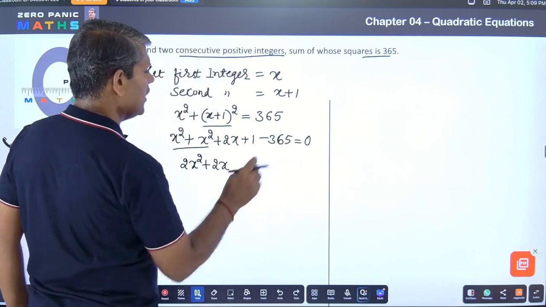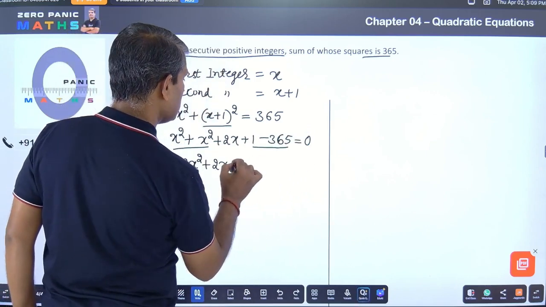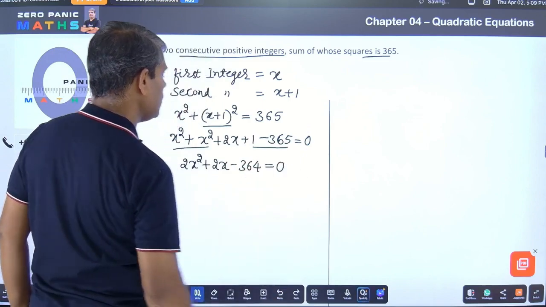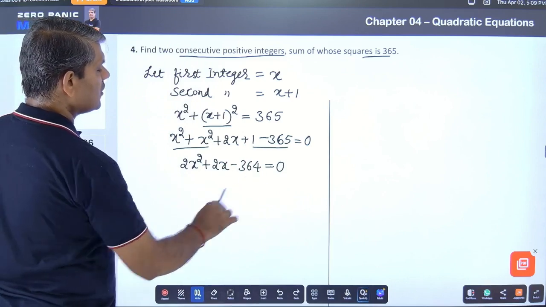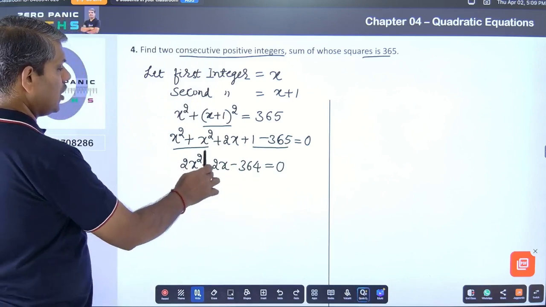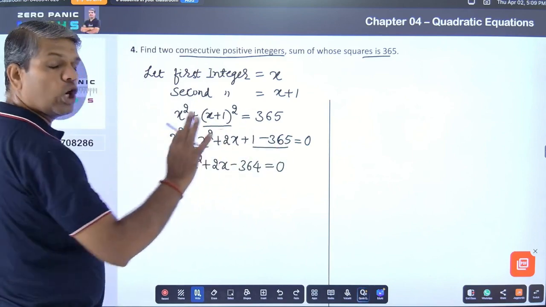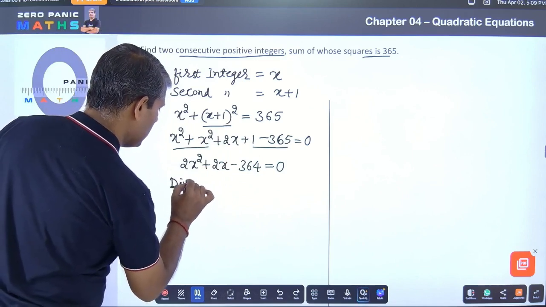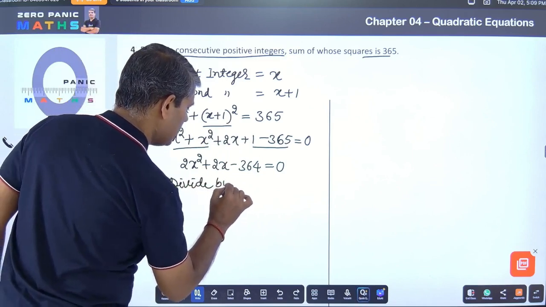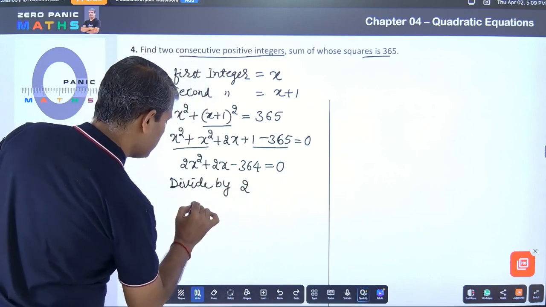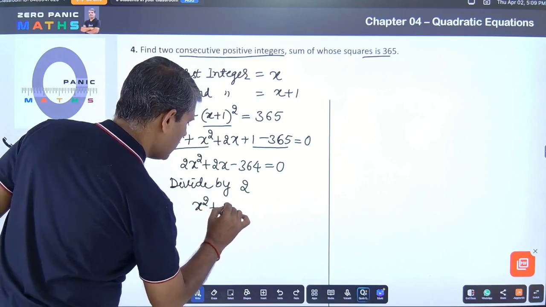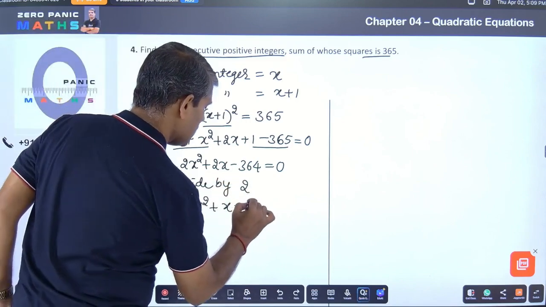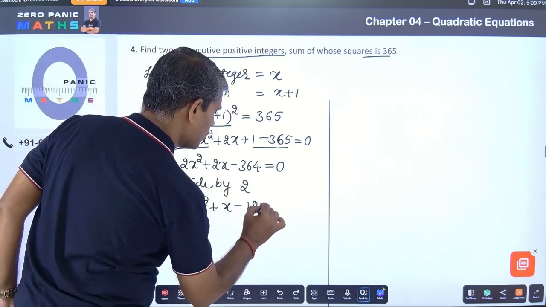Okay, after subtraction it will give us minus 364. Minus 364 is equal to 0. Now I can divide this whole equation by 2, just to reduce 2 among all the terms. Divide by 2 will actually get me x square plus x minus, 2 ones are 2, 2 eights are, and 2 twos are.